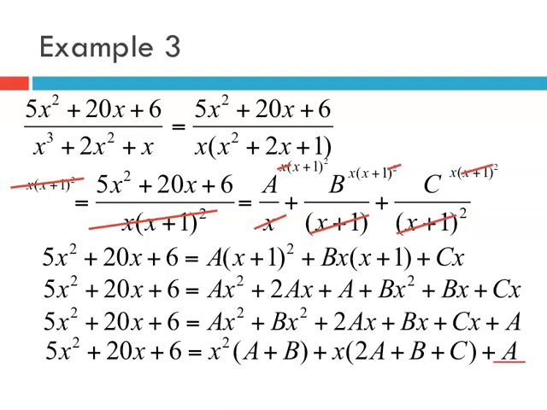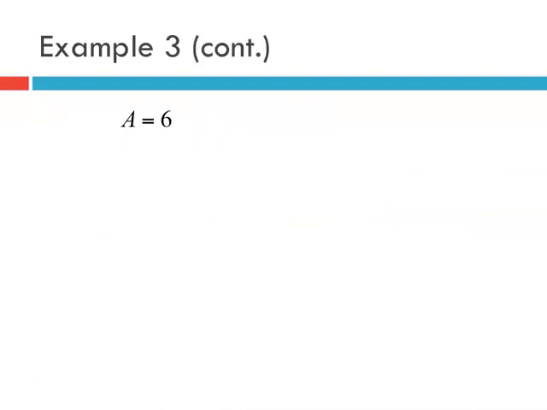All right, so it looks like a is equal to 6. That will definitely help us here. And then we know that this 2a plus b plus c corresponds to the 20. And then the a plus b corresponds to the 5. So let's write that out as a system of equations. So a equals 6, 2a plus b plus c equals 20, and a plus b equals 5. There's your system of 3 equations with 3 variables.